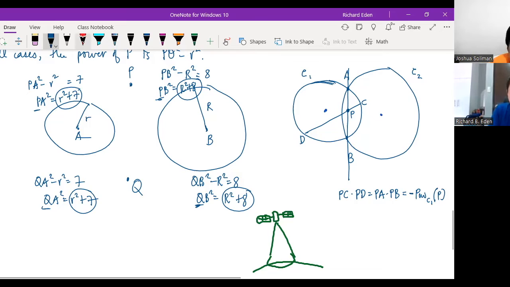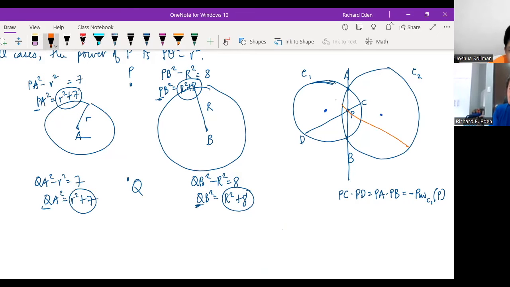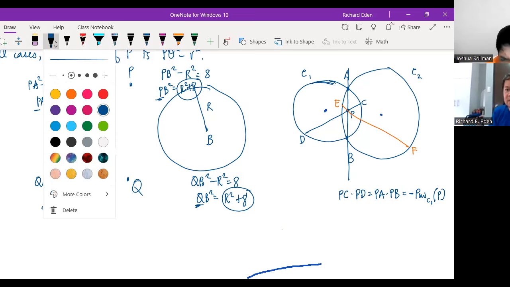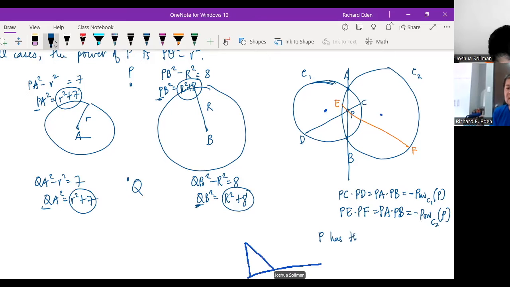Tapos, this time, let me draw a line through point P, through the second circle, circle 2, meeting the circle at points E and F. So observation, relative to the second circle, PE times PF, di ba it's also equal to PA times PB? Opo. And this is the negative of the power of the same point P with respect to circle 2. So ibig sabihin, okay, P has the same power with respect to C1 and C2.